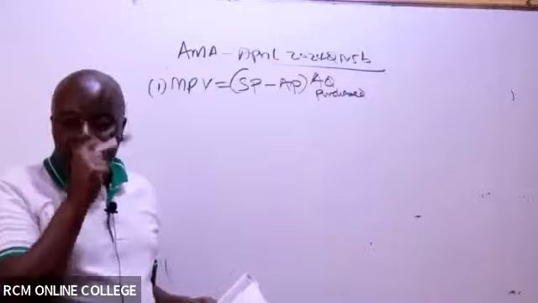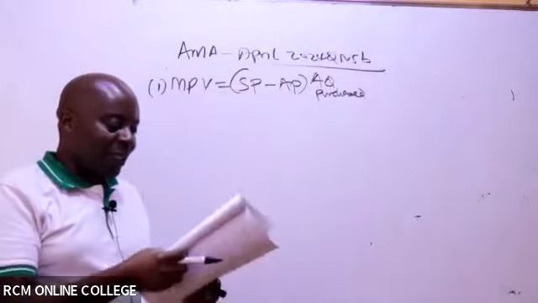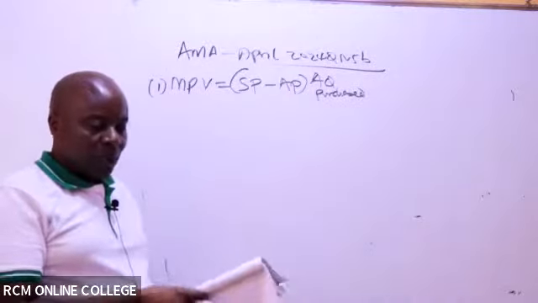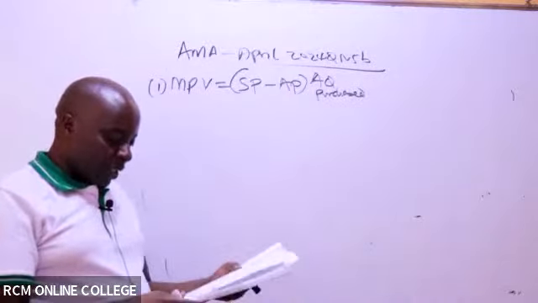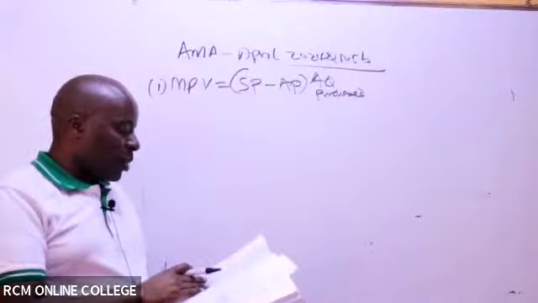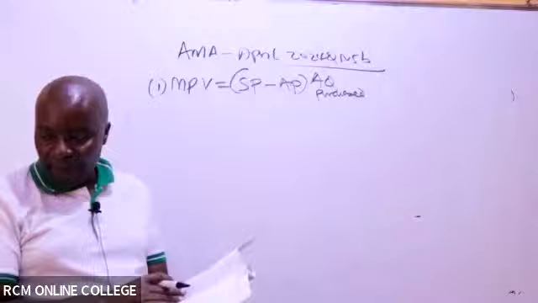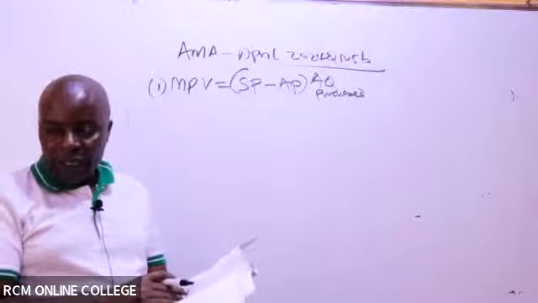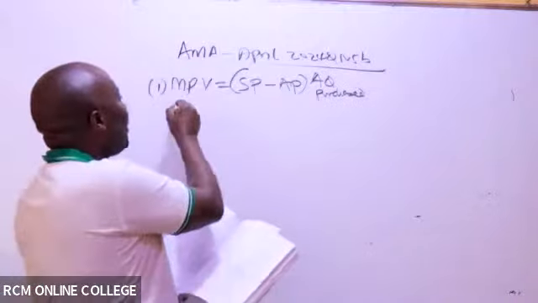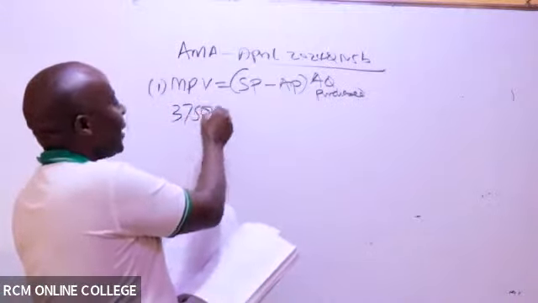Has this examiner given me the material price variance? Look at the table. For material price variance, how much do we have there? 37,500.